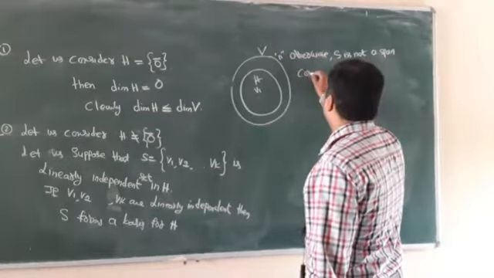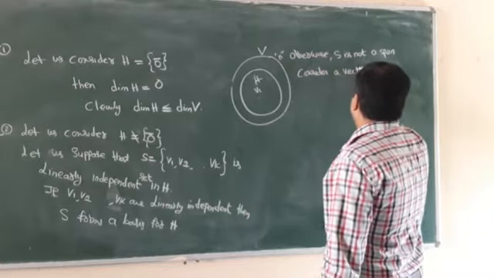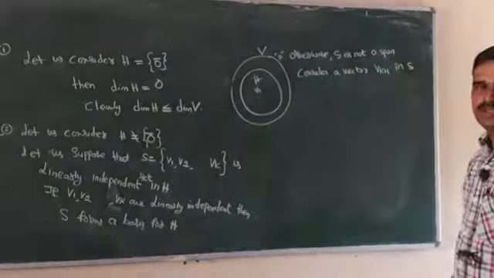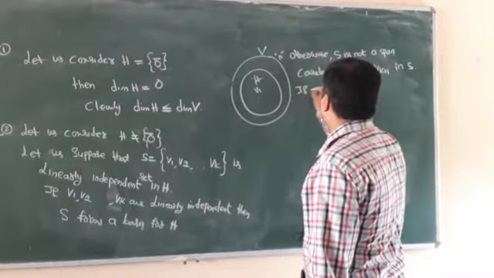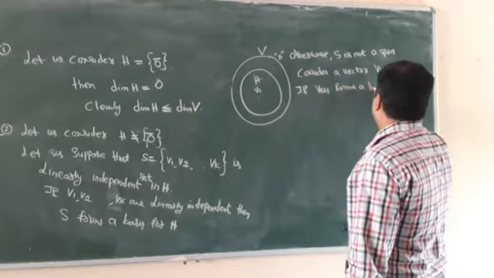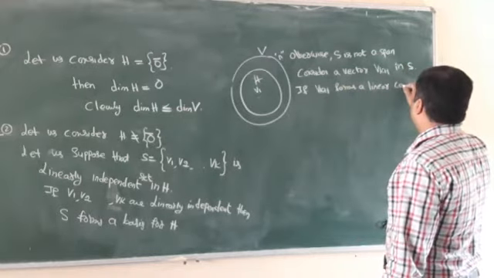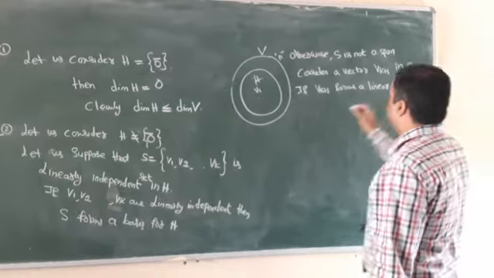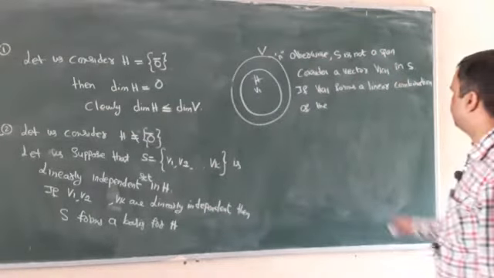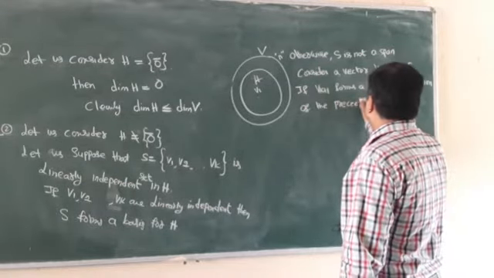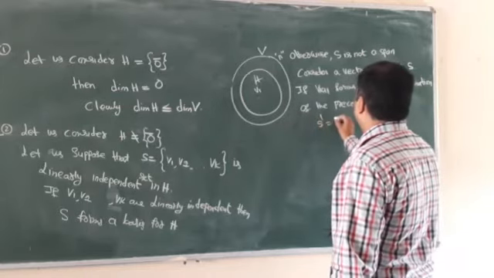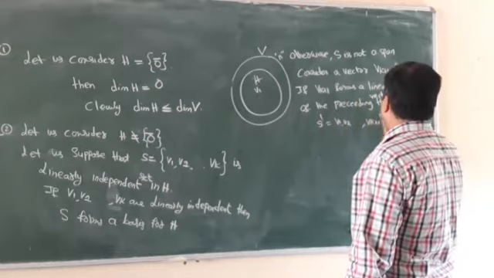Let us consider one more vector, Vk plus 1, in S. If Vk plus 1 forms a linear combination of the preceding vectors, then S dash is equal to {V1, V2, and so on, Vk plus 1} forms a basis.